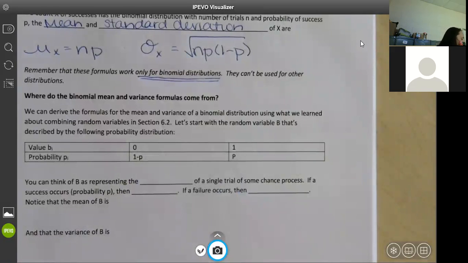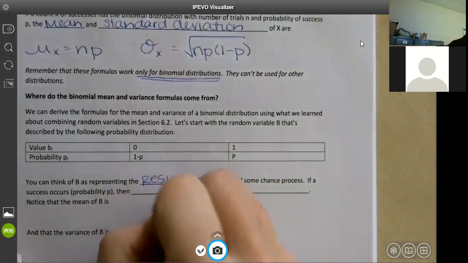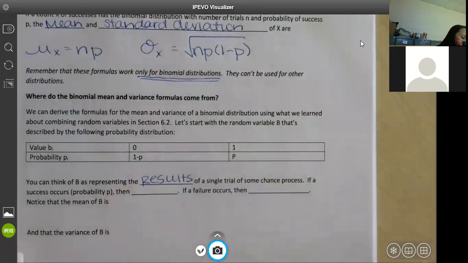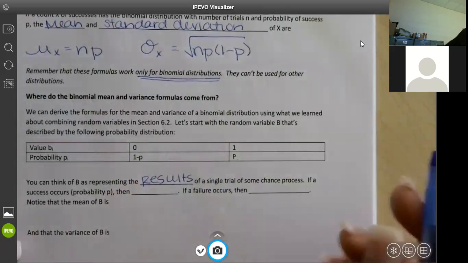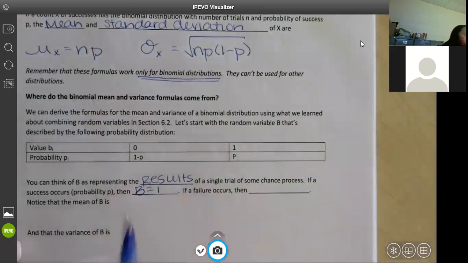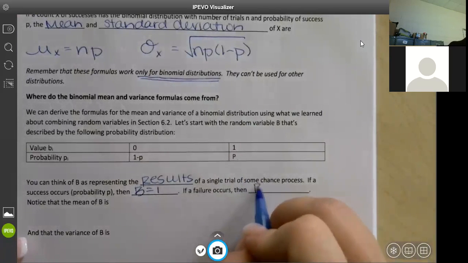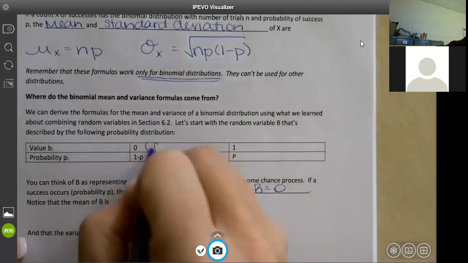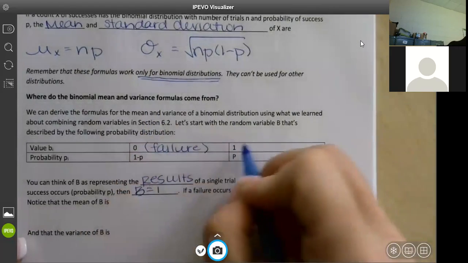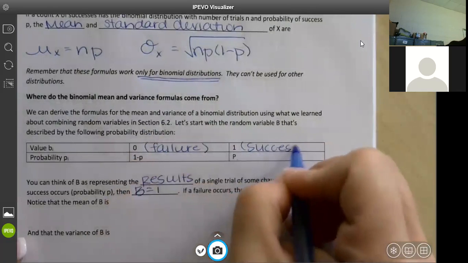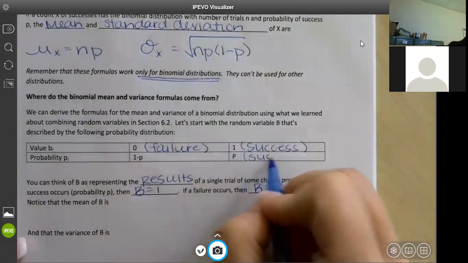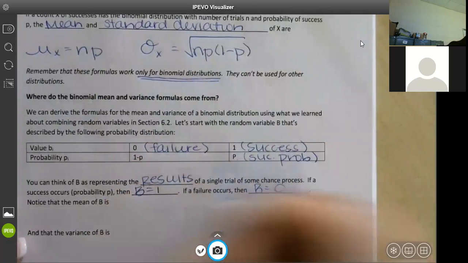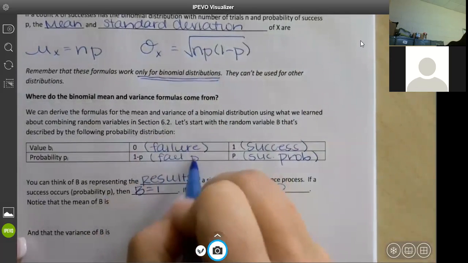All right. So you can think of B as representing the results of a single trial of some chance process. If a success occurs, which is probability P, then we're going to represent that with B equals 1. If a failure occurs, then B is going to equal 0. So this is a failure, success. This is the success probability. This is the fail probability.